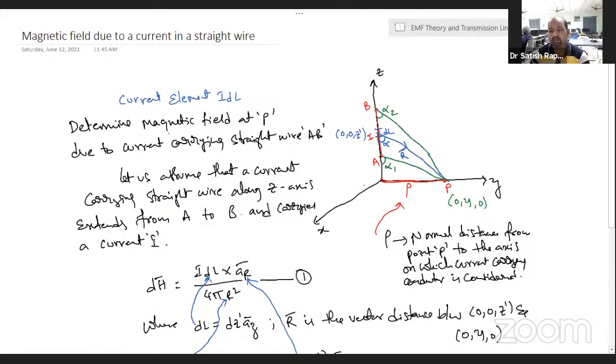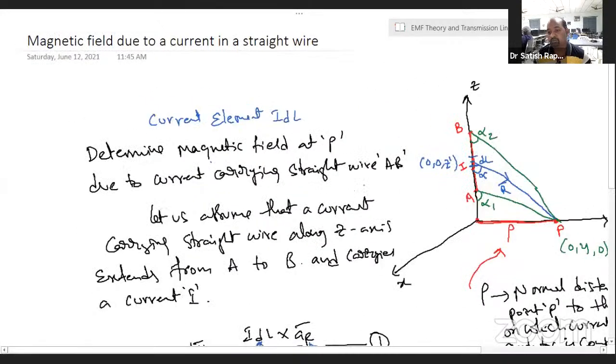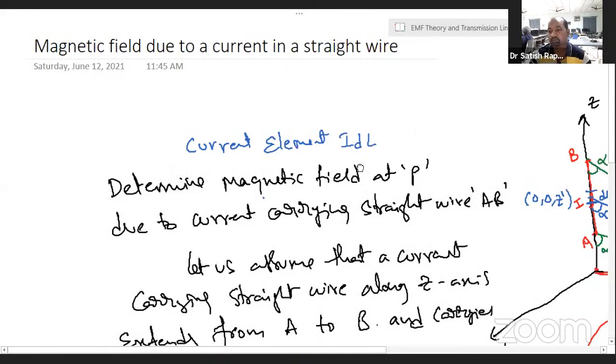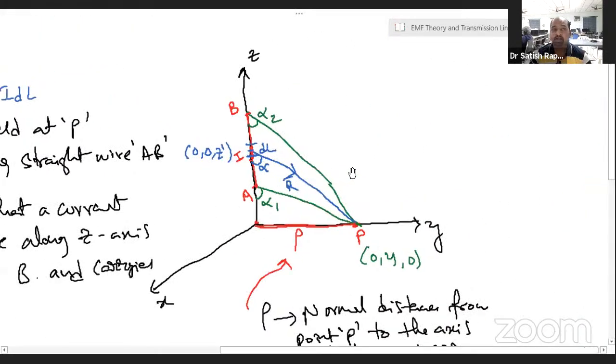If you look at the figure, the current carrying conductor is considered on the z-axis, which is indicated in red color, extending from A to B. So this is the current carrying conductor, finite in length, which extends from A to B. My interest is to determine the magnetic field at a point P on the y-axis. So point P is (0, y, 0).